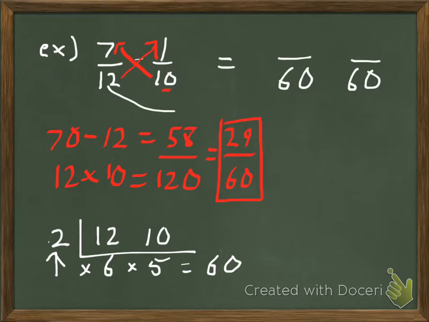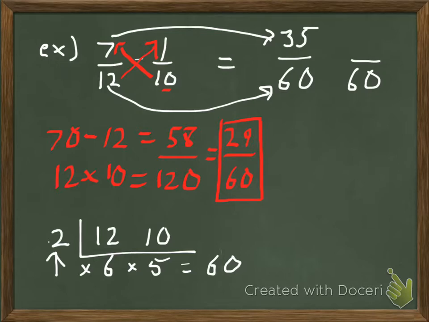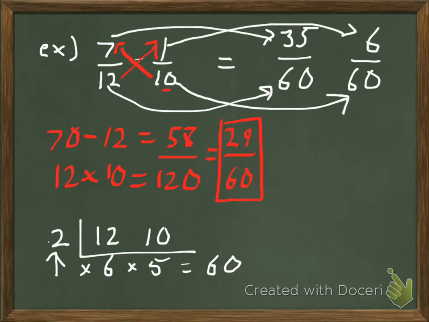Okay, 12 goes into 60 5 times, so multiply the top by 5, and I'm going to get 35. I'm running out of room, so I'm not actually writing down the times 5s, but I'm talking them through. 10 goes into 60 6 times, so 1 times 6 is 6. And again, this was a subtraction problem here. Make it nice and dark. So it's going to be a subtraction here. 35 minus 6 is 29 over 60.